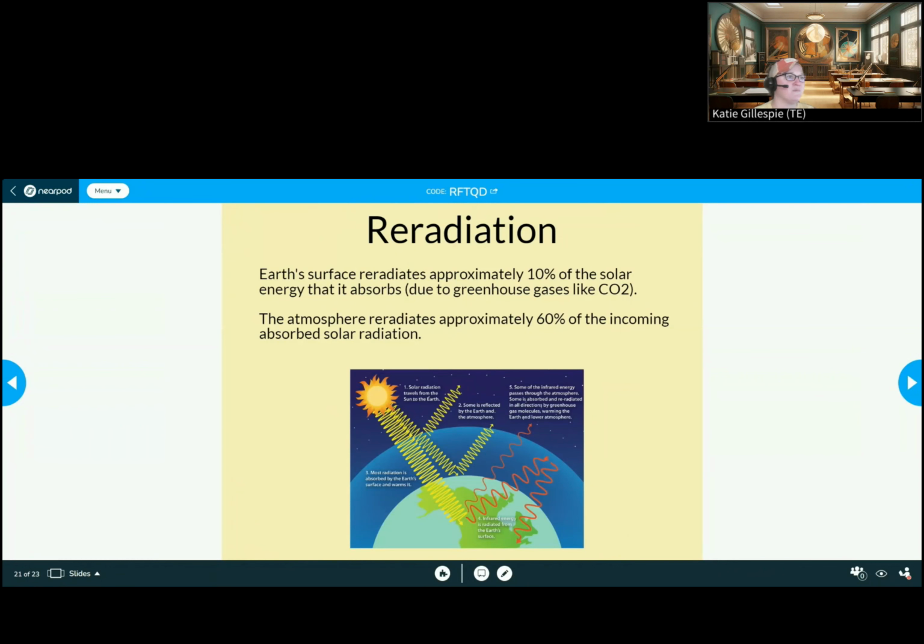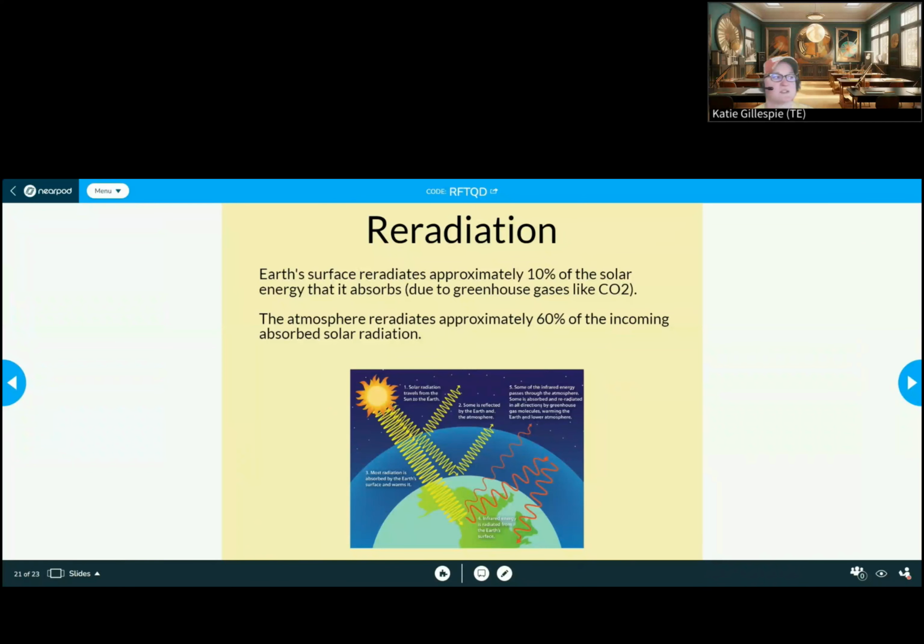Without going into way more detail that's a little bit above our pay grade, the solar radiation is going to come in at an intense frequency, a higher energy. But due to greenhouse gases like carbon dioxide, it is released in longer wavelengths and less energy back out into space. And so radiation does occur. The Earth itself, the geosphere, does give that radiation back out to space due to those greenhouse gases like carbon dioxide. The atmosphere re-radiates approximately 60% of incoming absorbed solar radiation.